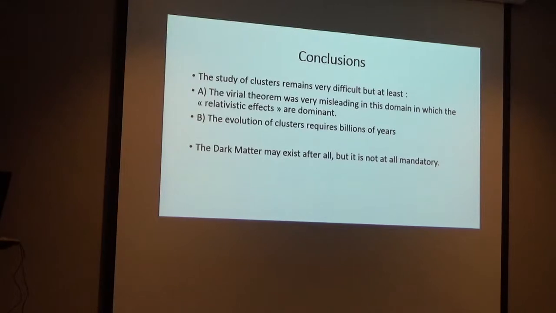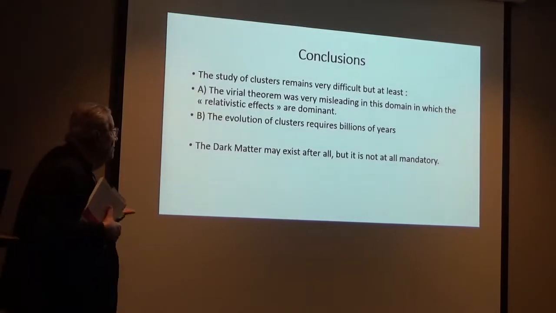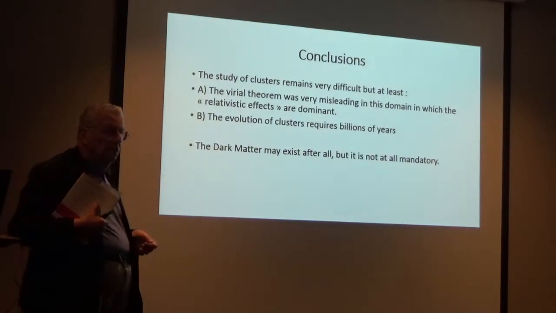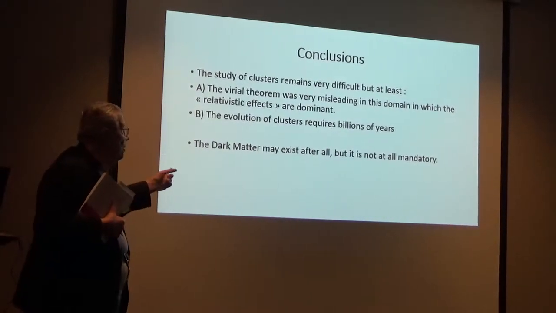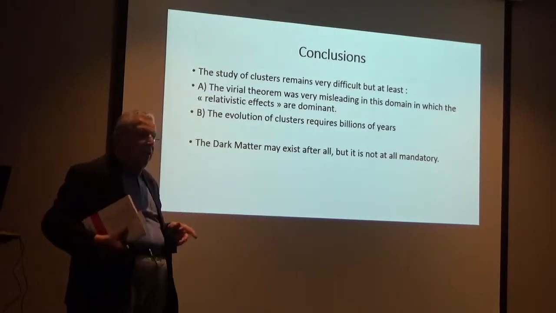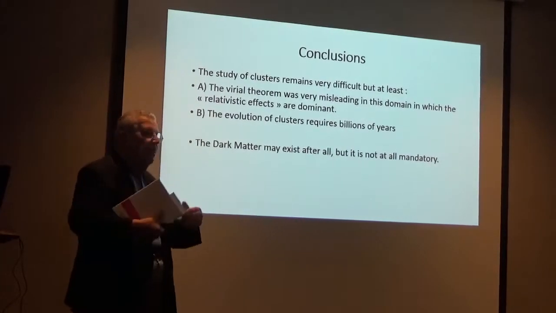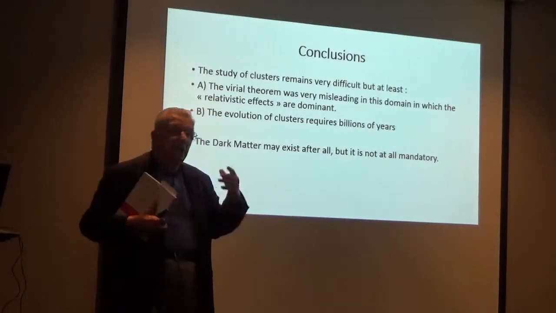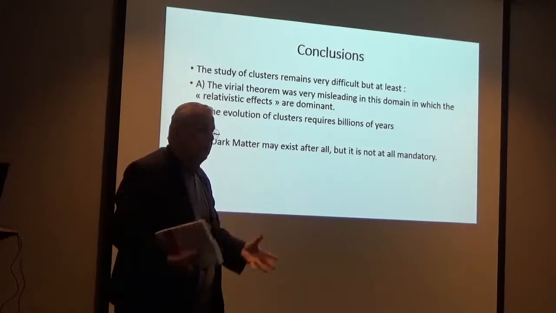Conclusion. The study of clusters remains very difficult, but at least the virial theorem was very misleading, and the relativistic effects are dominant. The evolution of clusters requires billions of years, and dark matter may exist after all, I don't know. It's a measure of our ignorance, because anytime there is something we don't understand, people claim it's a property of dark matter. But it is not at all mandatory. The clusters and also the galaxies themselves can be explained without dark matter. Thank you.